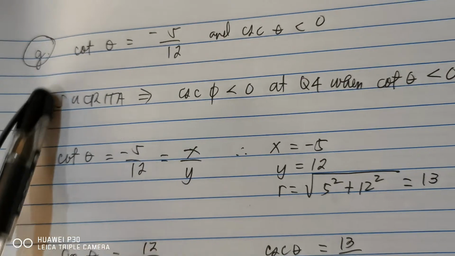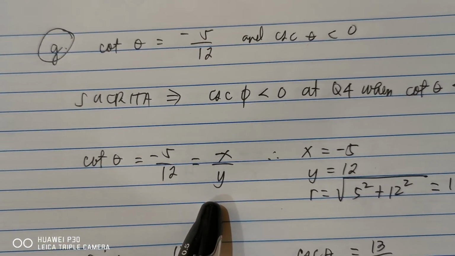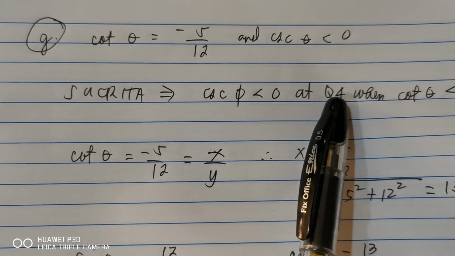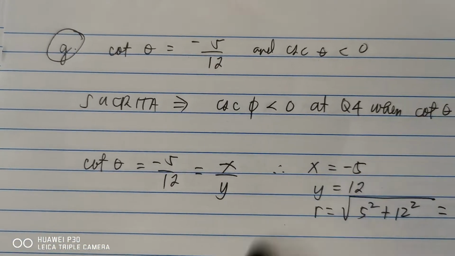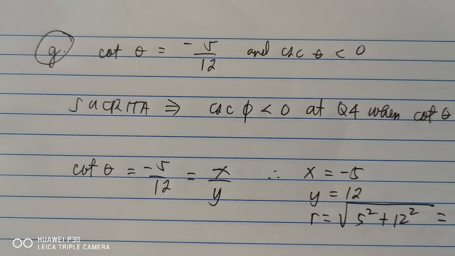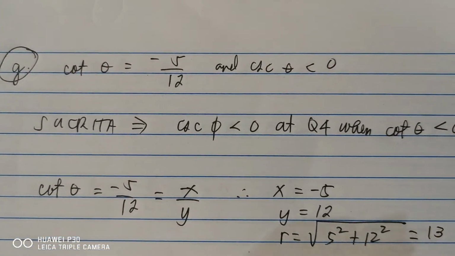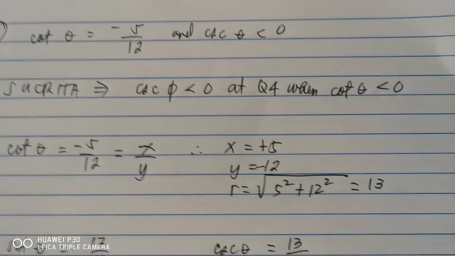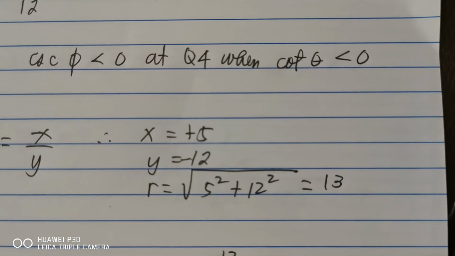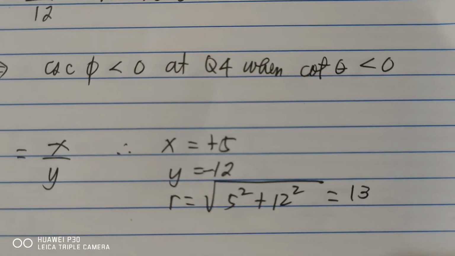So cotangent theta is equal to negative 5 over 12, defined as x over y. So since we are in quadrant 4, our x is positive and our y is negative. So this must be wrong, because in quadrant 4, our x is positive and our y is negative. So that our r is equal to 13 using our scientific calculator.